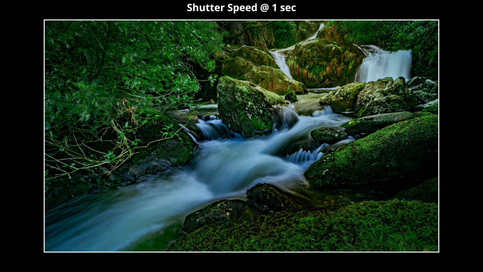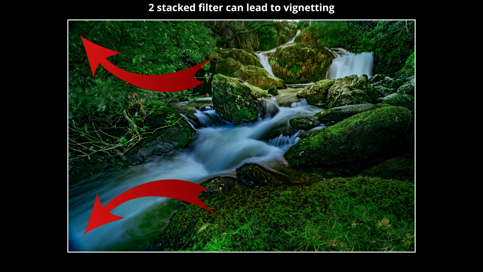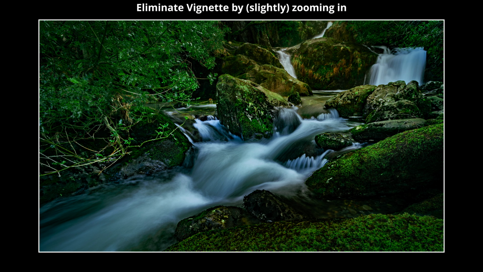I've got my camera at the moment at 10mm, so with 2 filters stacked, I am actually getting vignetting in the corners, which I need to eliminate. So I'm going to reset that for this exercise to be a little bit more zoomed in to get rid of that vignetting. I've still got it at 1 second, but what I've done now is I've just zoomed in. So it's only gone from 10 to 11mm. That's all it is, but it's got rid of that vignetting completely.